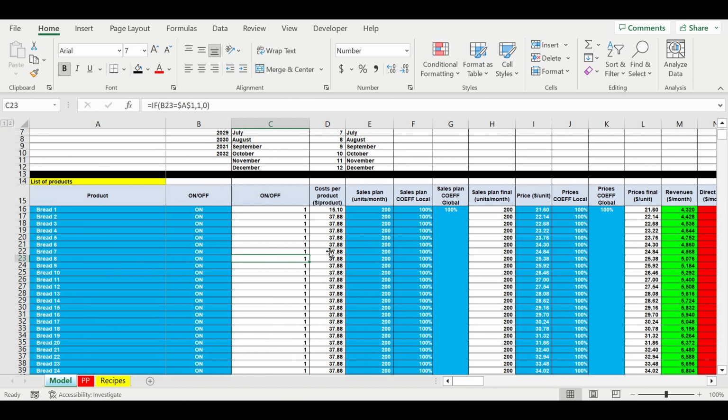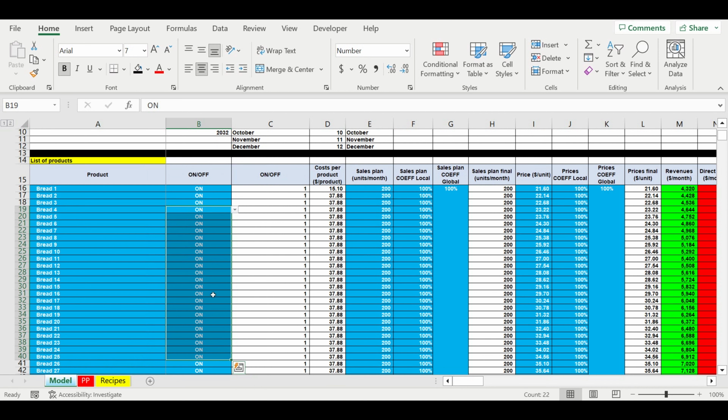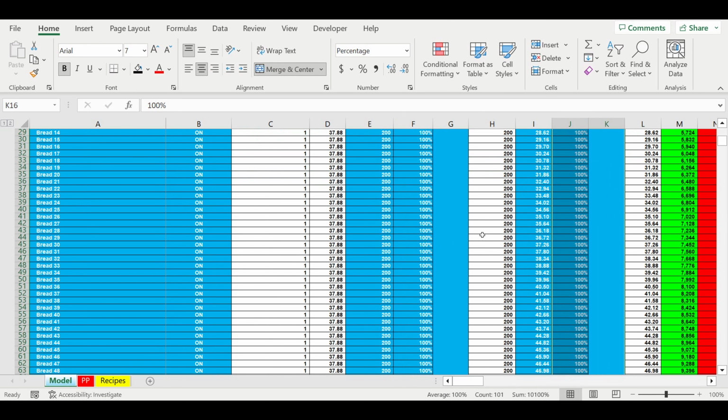First of all, we have the list of breads, cakes, and so on. This is the product line. We can switch different products from calculations to see what will be the simple discounted payback period, cash flow statement with or without this or that type of product. Here we have the sales plan, with global and local coefficients for the sales plan. We have the pricing, with global and local coefficients for pricing to play during scenario analysis.